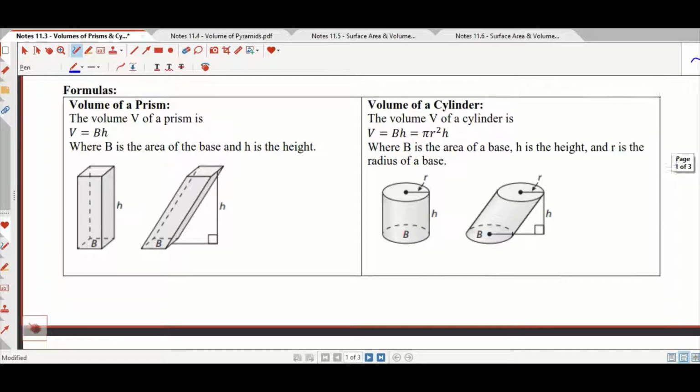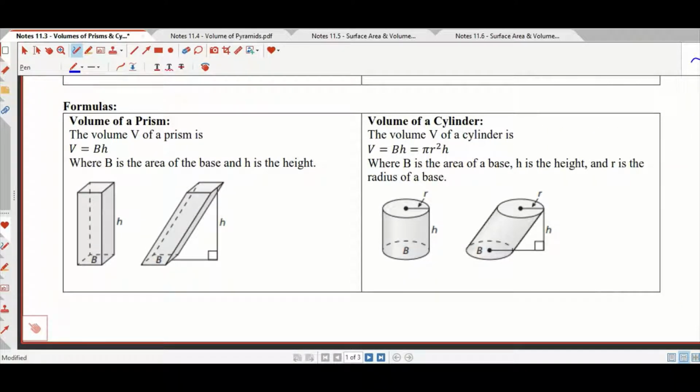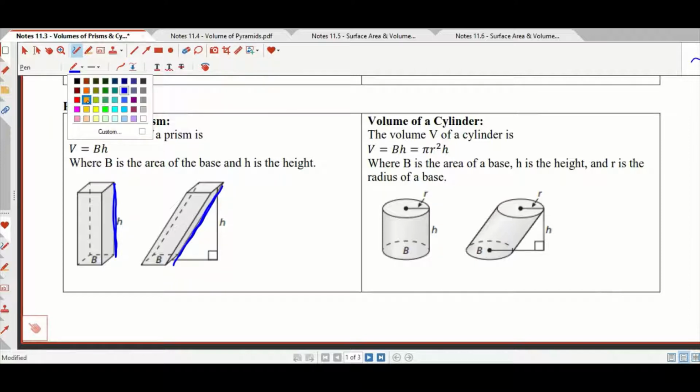Here are some formulas. The volume of a prism is the area of the base times the height, where B is the area of the base and h is the height. Now, normally on a right prism, the height is just that measure there, but on something called an oblique prism, the height wouldn't be that part in blue that I'm highlighting. The height would actually be this distance in pink. Like how far you would fall if you fell off the top. Think about that. The height of a prism is how far you would fall if you fell off the top.